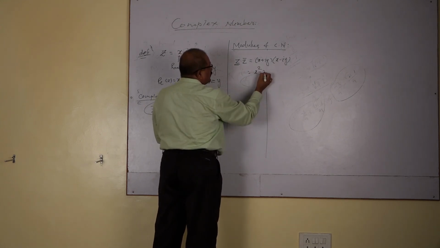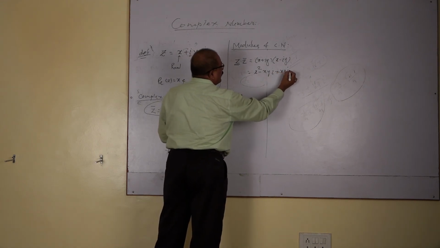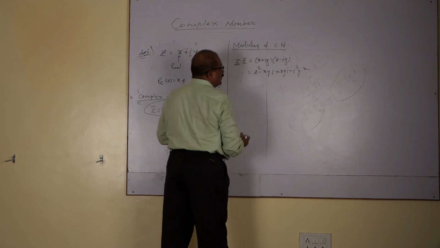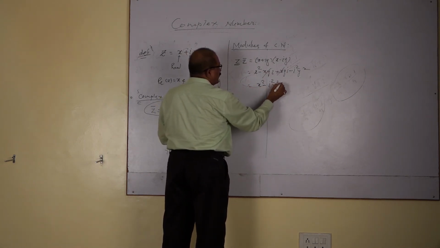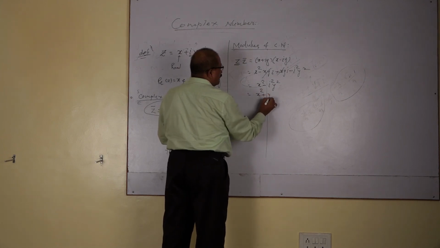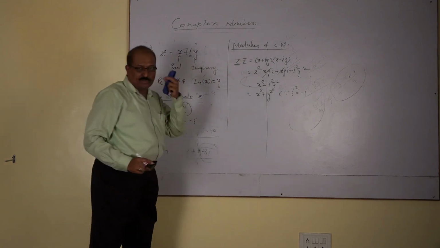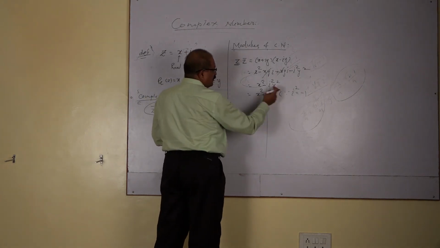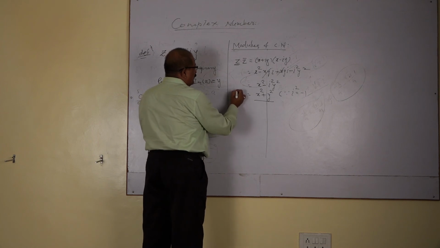Then minus xyi, plus xyi, and i into i gives minus i square y square. So these cancel, and the remaining is x square minus i square y square. Therefore x square plus y square, because the value of i square is minus 1, since i is root minus 1, and root minus 1 into root minus 1 gives minus 1. Putting the minus, we get x square plus y square, and this is the product of the complex number and its conjugate.